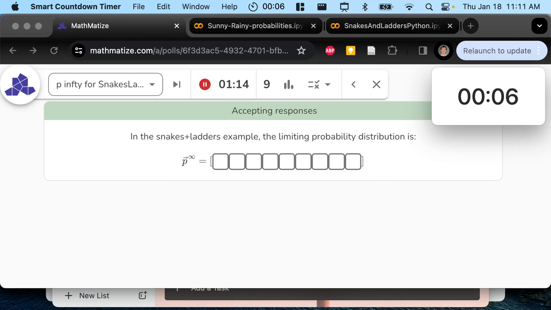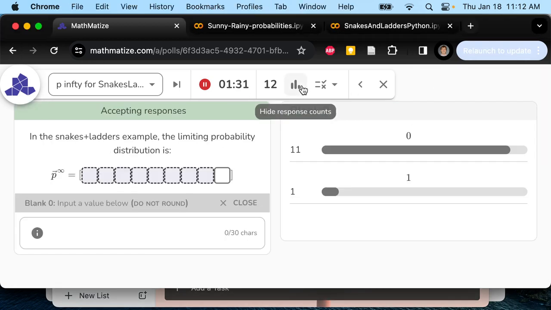Okay, there's only like 10 seconds left. If you haven't figured it out yet, just put in a guess. I think once you see it, you'll go, oh, okay, that was obvious, actually. This is a bit of a silly one. Okay, so let's see what people said.